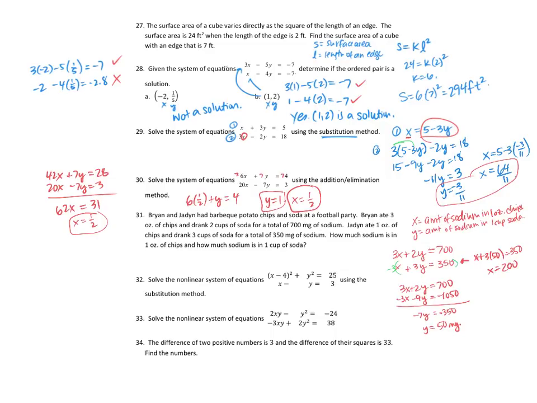So 50 milligrams of sodium in 1 cup of soda, and 200 milligrams of sodium in 1 ounce of chips. So that's the answer. So in 1 ounce of chips, there is 200 milligrams. And in 1 cup of soda, there is 50 milligrams.